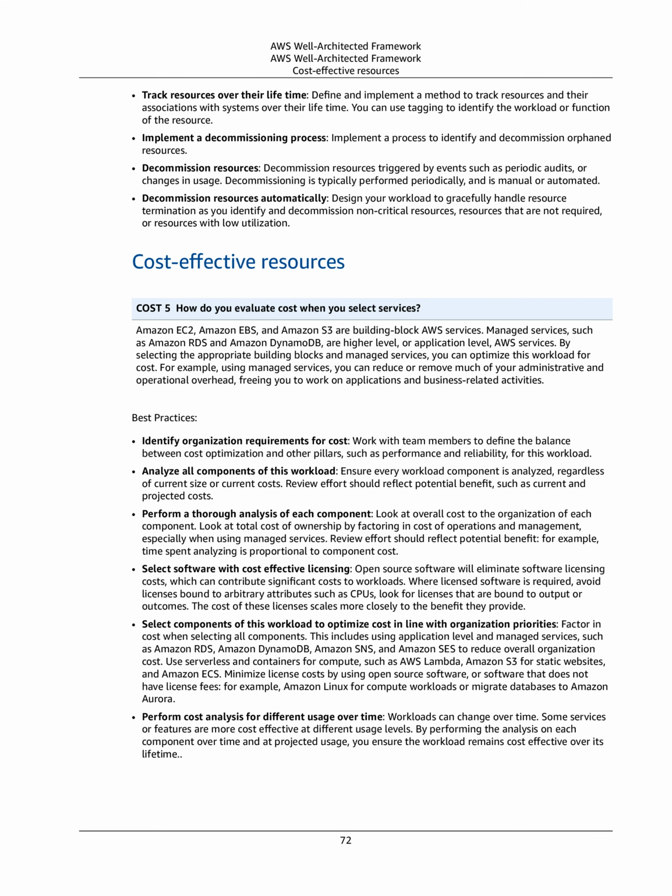Cost-effective resources. Cost 5. How do you evaluate cost when you select services? Amazon EC2, Amazon EBS, and Amazon S3 are building block AWS services. Managed services, such as Amazon RDS and Amazon DynamoDB, are higher level, or application level, AWS services. By selecting the appropriate building blocks and managed services, you can optimize this workload for cost. For example, using managed services, you can reduce or remove much of your administrative and operational overhead, freeing you to work on applications and business-related activities.